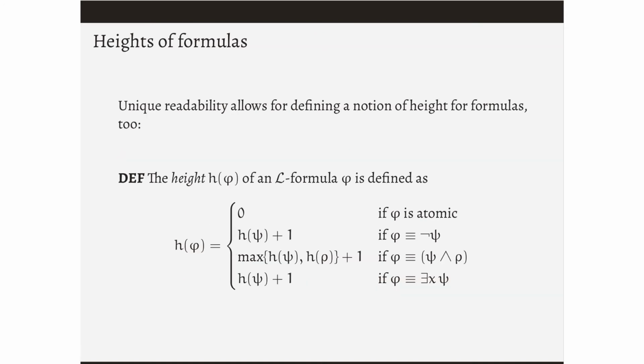And similar to the height of a term, we can also define the height of a formula using unique readability again. The height of a formula is defined by assigning height 0 to all atomic formulas. And then if you are in the negation case, you just add 1 to the height of the formula that you negate. Similarly in the existential quantification case. And if you are in the conjunction case, you just take the maximum of the heights of the formulas that you take the conjunction of and add 1 to it.